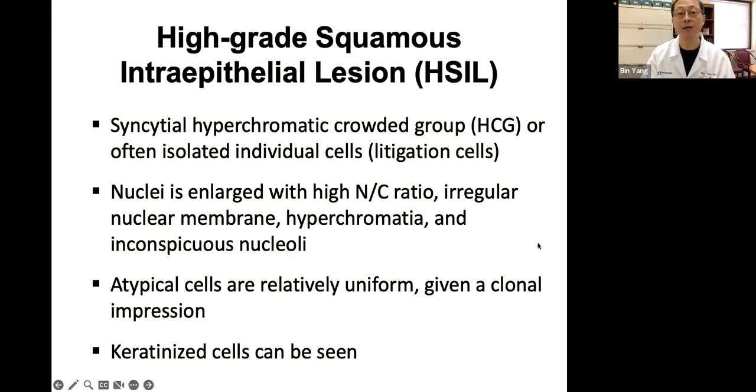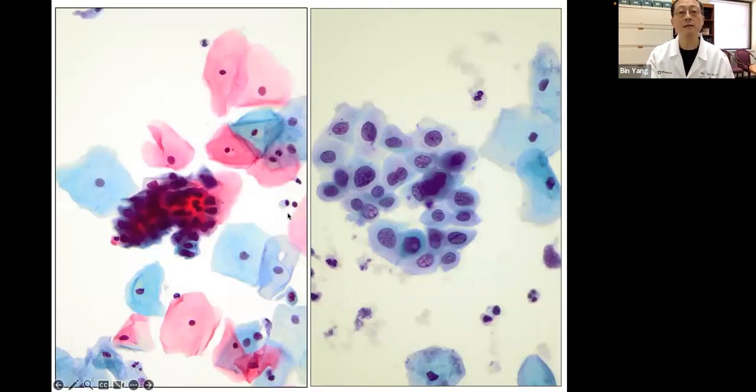Again, you get an irregular nuclear membrane, coarse chromatin, hyperchromasia. These cells, if you look at low power, tend to be uniform. I call it clonal. They do look very clonal, like from the same family. Like I said, you can occasionally see keratinized HSIL, but it's very rare. So these are the two groups, okay?